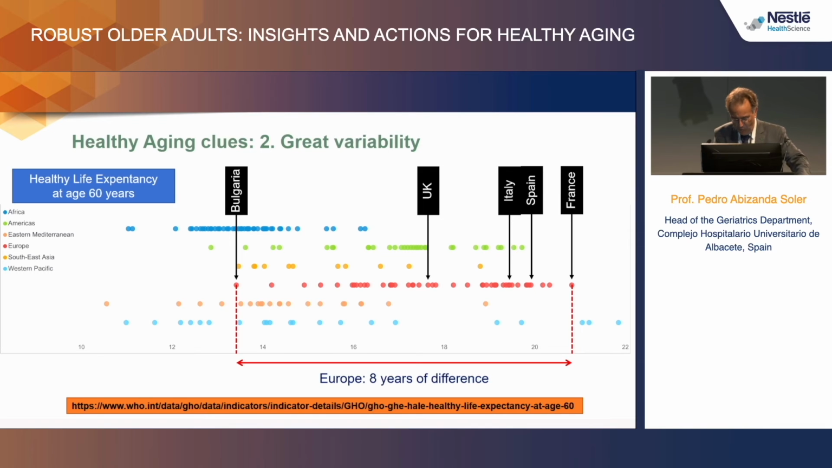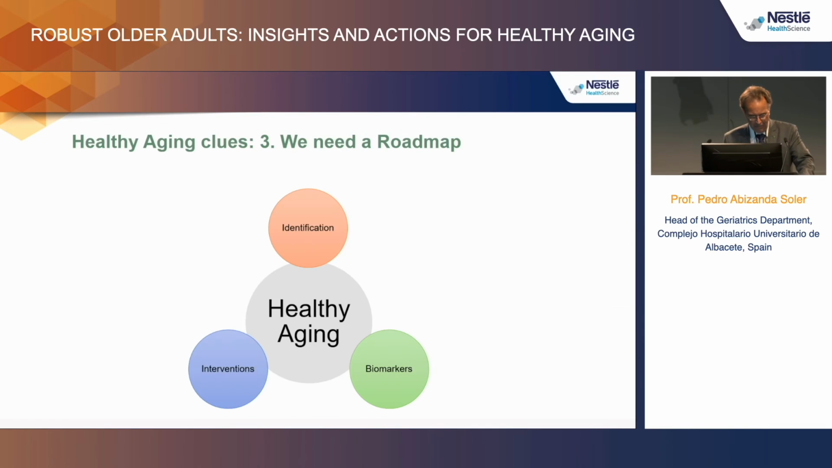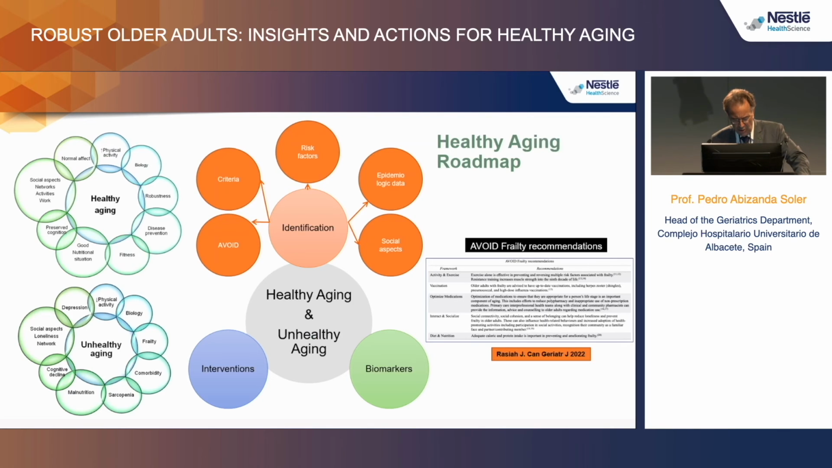And Spain, Italy, and UK are just in the middle, as you can see. And the third clue, and the final one, is that I think we need a roadmap. And the roadmap for healthy aging must include identification, biomarkers, and interventions.